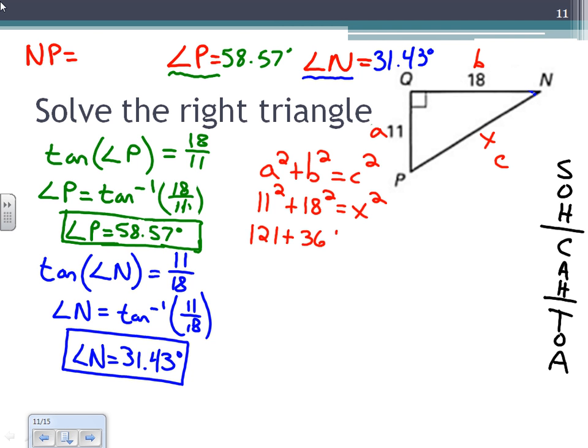This is 324. So we got what? I got 445. Equals X squared. How do I find X then?